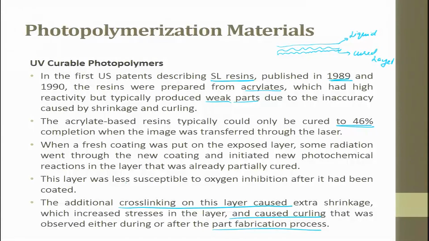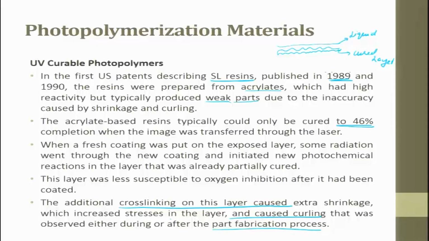And this layer was less susceptible. Which layer? The bottom layer, to oxygen inhibition after it has been coated. The additional cross link on this layer caused extra shrinkage. Already it has formed the cross linking. Now you put one more layer and then expose it to light. This exposed light once again hits the layer which is cured. So there is extra shrinkage happening, which increases the stress in the layer and causes curling that was observed either during or after the part fabrication process.